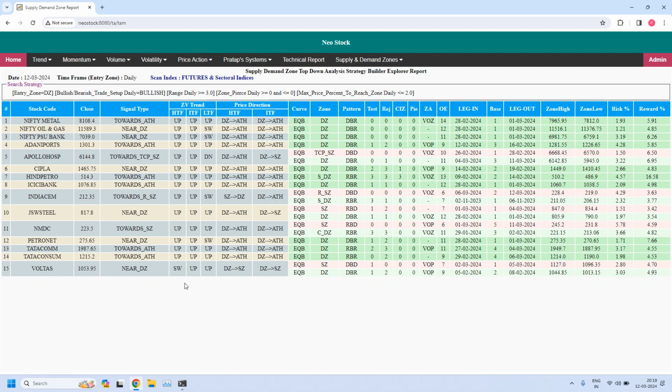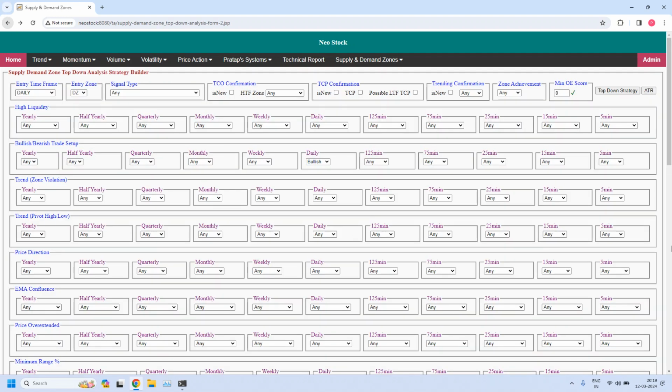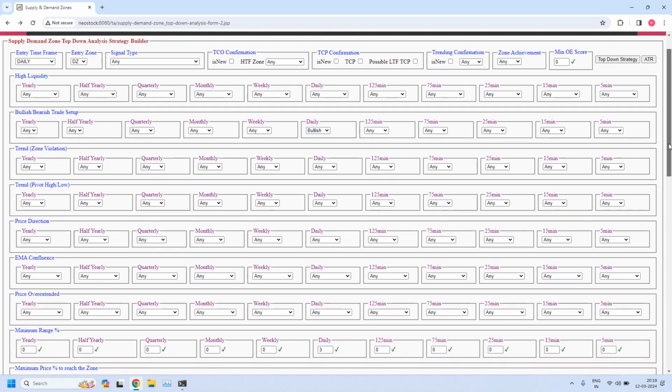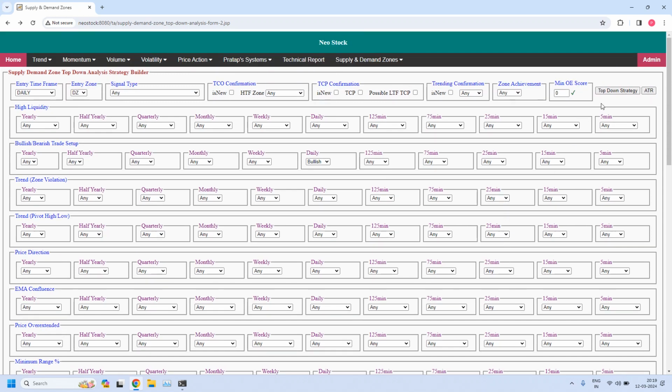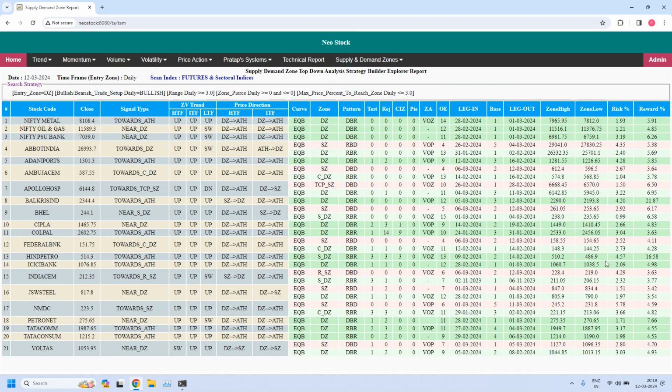So keep a focus on this. And the third report, we will see within 3% how many stocks are there. So I am changing in daily time frame. For the maximum price for a person to reach the zone in daily time frame, I am changing the value from 2% to 3%. That means 3% close to the demand zone.